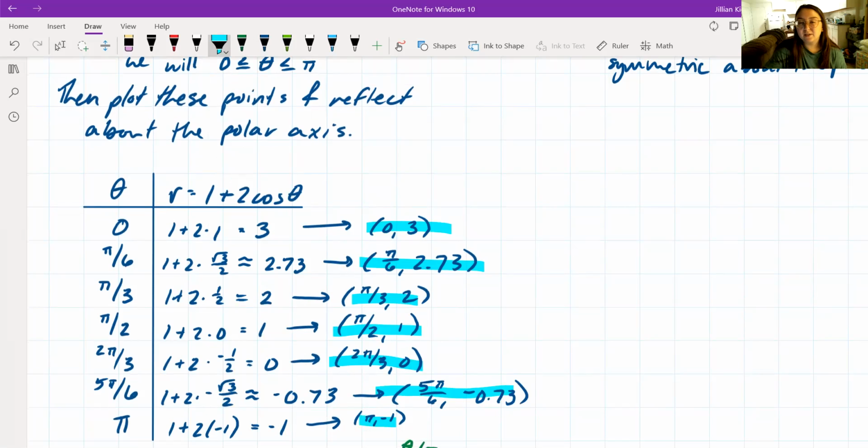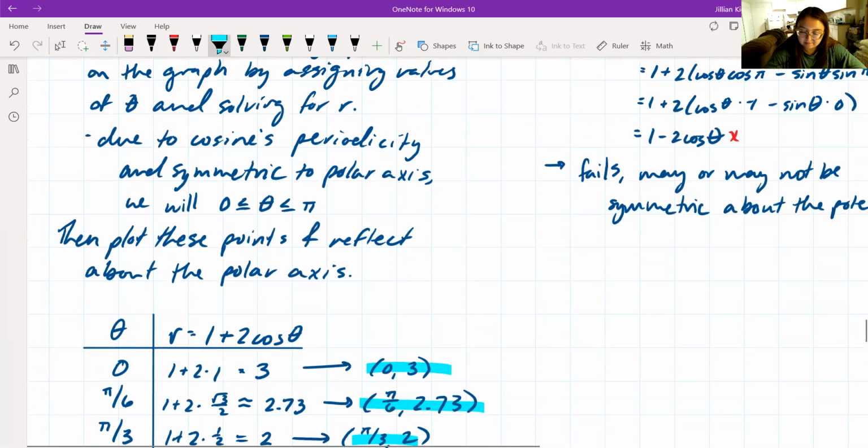All right, so we solved for 7 values here between 0 and pi. So we're going to plot all of these points and then reflect over our polar axis.